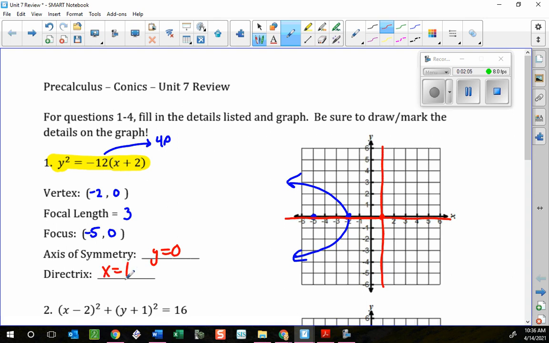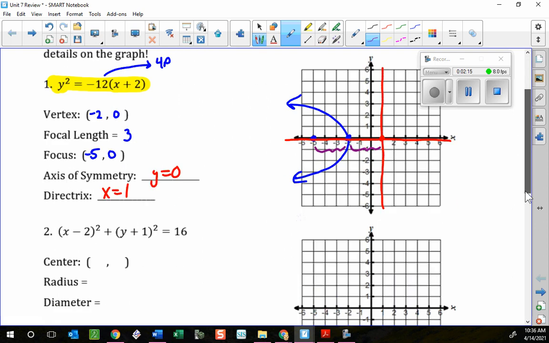Okay? All right, but remember on this graph right here, this is your focal length right there. It spaces out the focus from the vertex and the directrix from the vertex.